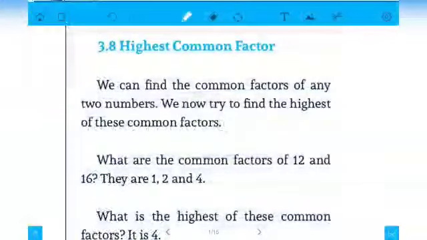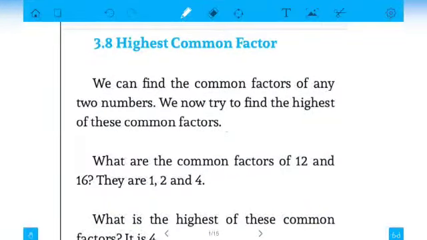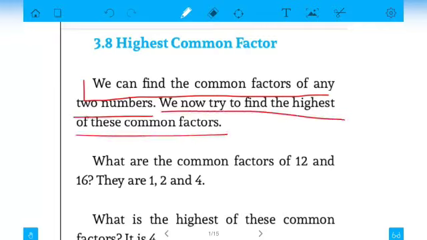Today, our topic is highest common factor. We can find the common factors of any two numbers. We now try to find out the highest of these common factors. So first, let me explain to you what is the meaning of highest common factor, that is HCF.